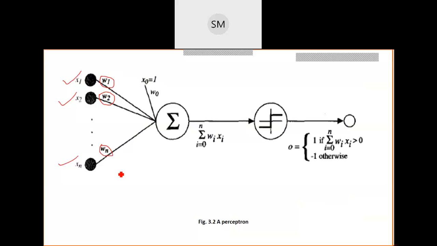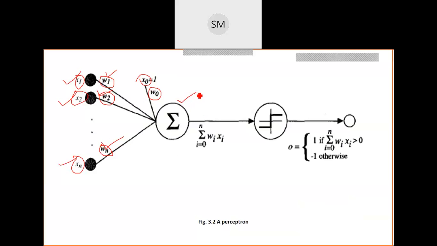Here you can observe x0 is there and its corresponding weight w0, x1 and its corresponding weight w1, x2 and its corresponding weight w2, and like this xn and its respective weight wn. So x1, x2 and so on are all inputs, and w1, w2, w3 and so on are all weights. All these together will get into the next layer, the hidden layer, as an input.